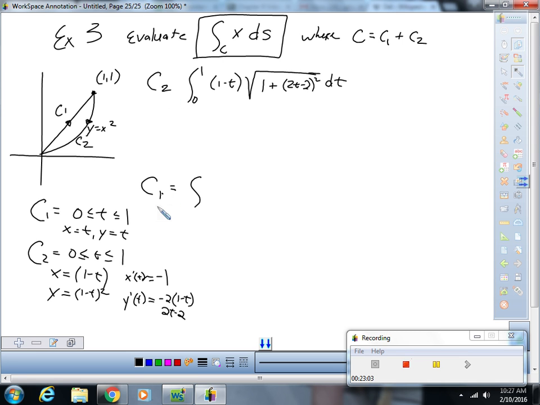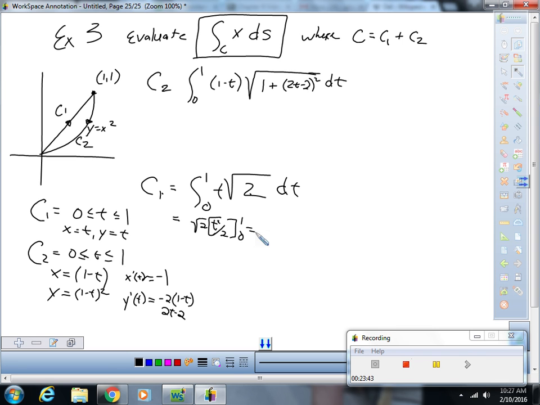And C1, what would C1 be? Same interval, t times radical 1 plus 1, right? And we just need to add those up. All right, so let's do C1 first. It'll be easier. So radical 2 times t squared over 2 as t goes from 0 to 1.